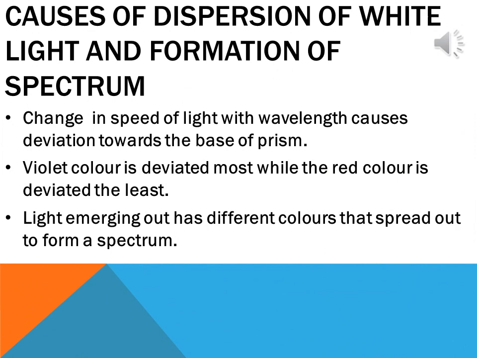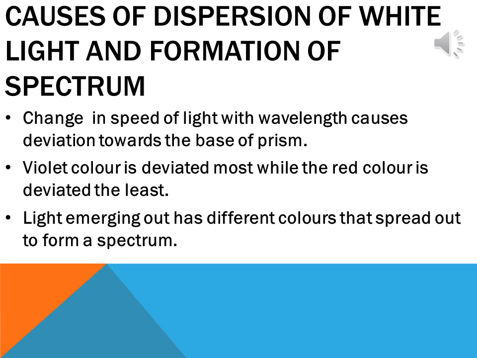Now let's find out the cause of dispersion of white light and formation of spectrum. The cause of dispersion of white light is the change in speed of light with wavelength. When white light enters the first surface of a prism, light of different colors, due to their different speeds in glass, gets deviated through different angles towards the base of the prism.